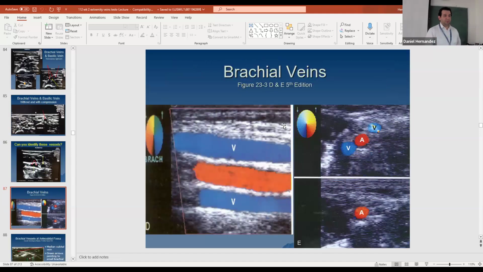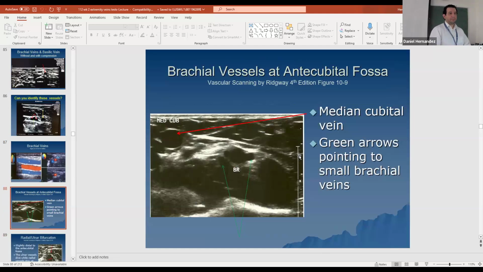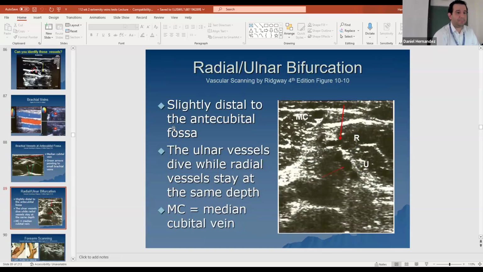And our sagittal view of our brachial veins. They look very similar to our calf vessels when we're in sagittal. So you can see that vein, artery, vein, paired. Again, here are the brachial veins at the antecubital fossa. So this is getting close. Now we can see that median cubital vein starting to come in there.